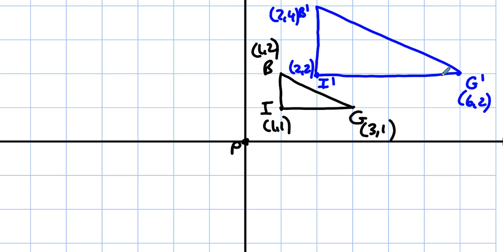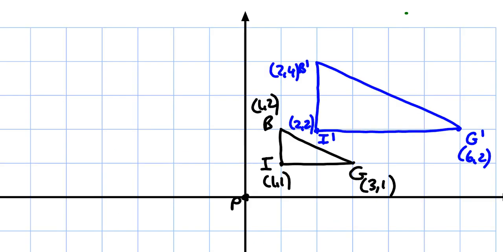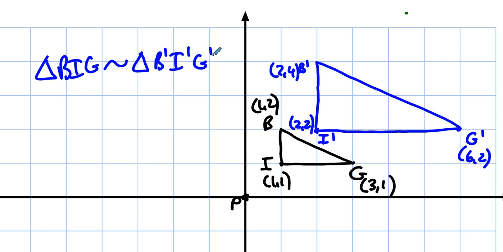This is how dilations are done on the coordinate grid. So we have how to do a dilation off the coordinate grid and how to do a dilation on the coordinate grid. In all cases, you get similarity. Triangle BIG is similar to triangle B prime I prime G prime. And in all cases, angles are preserved, orientation is preserved, but side length is not. And those are important things for you to know as we close up our study on transformations.